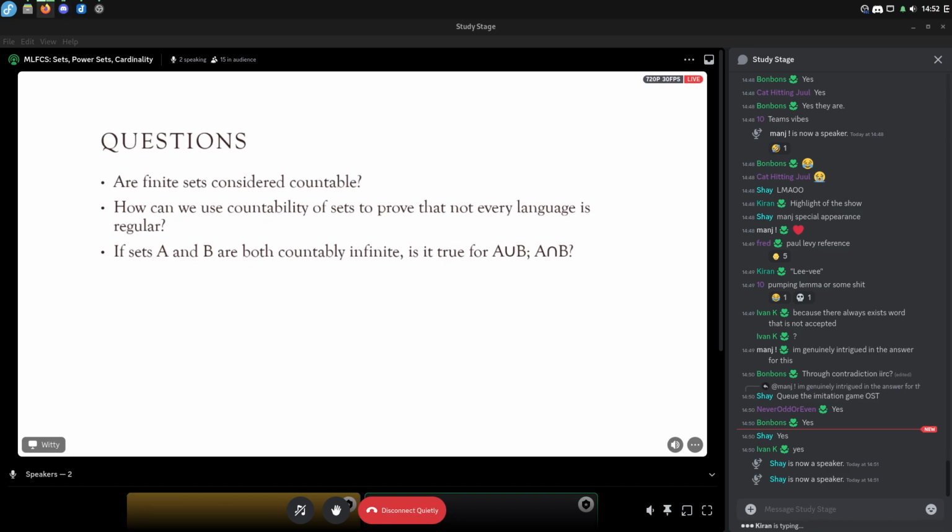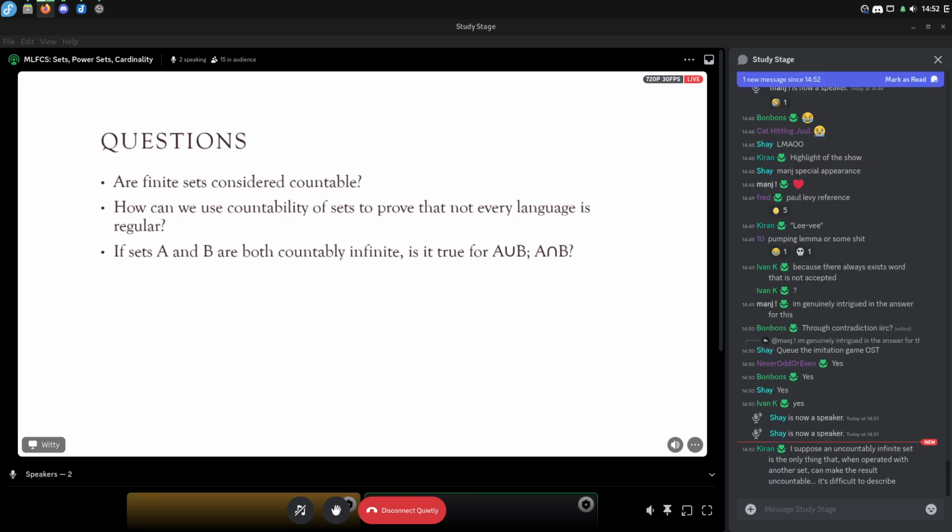So with A intersection B, it's at most countably infinite, but not necessarily. So we can't deduce with an intersection that just because both the component sets were countably infinite, that the resulting set is countably infinite. So it only works with a union. Cool. Thanks, Shay. Thanks for talking.